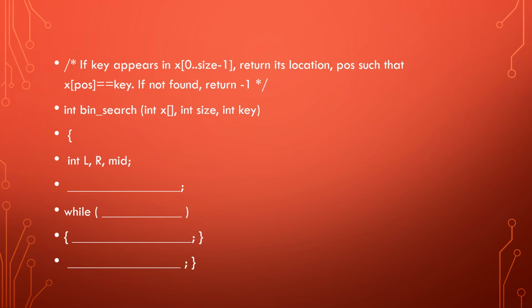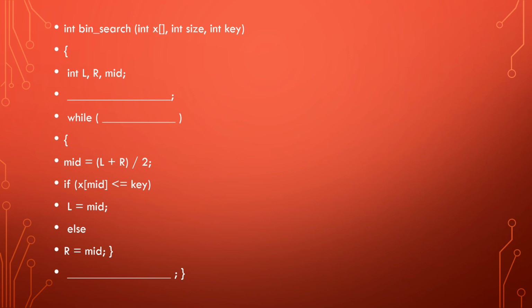The below is a function definition. It is a basic outline sketch of a function definition which consists of the declaration of three variables, and it accepts three arguments: an array, the size of the array, and the key element, and a while loop. And the below is the code of the while loop, where mid is equal to (L plus R) by 2, and if the mid value is less than or equal to key, the left should be moved to mid, else the right should be moved to mid.